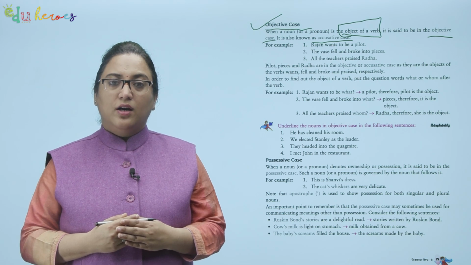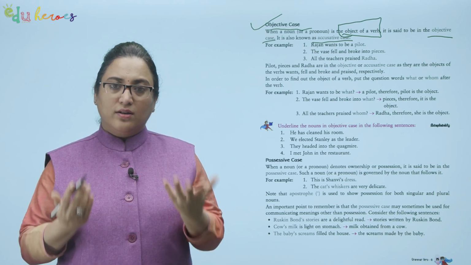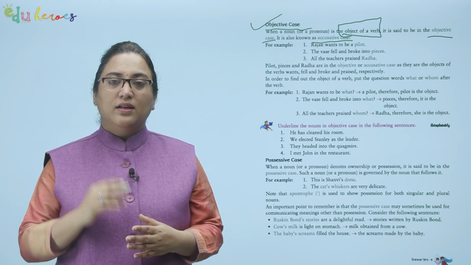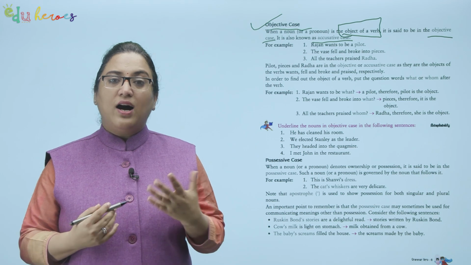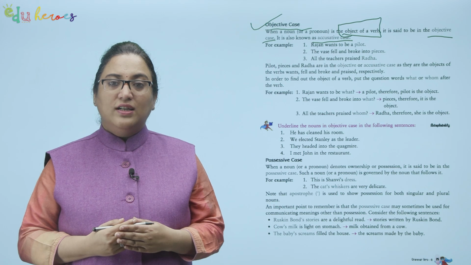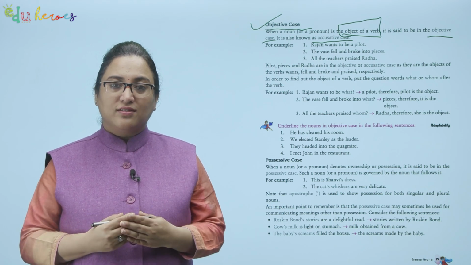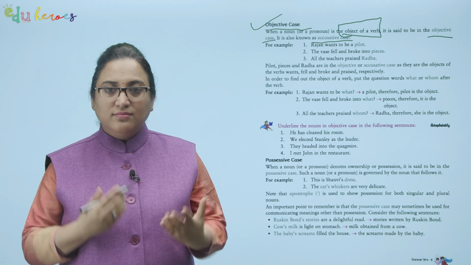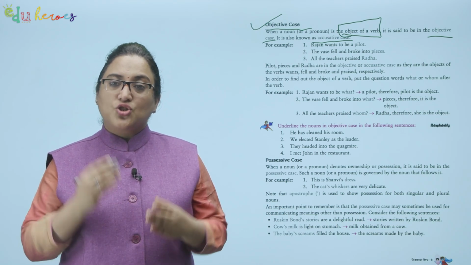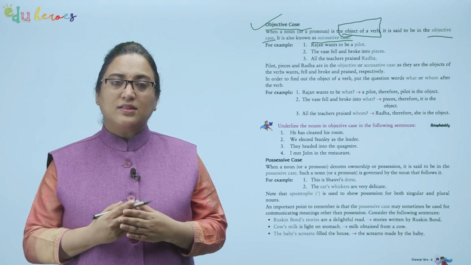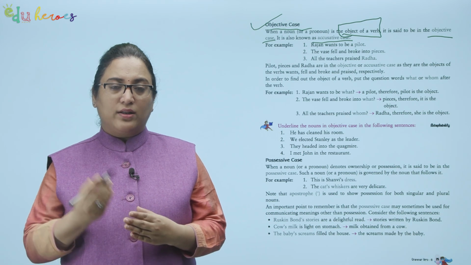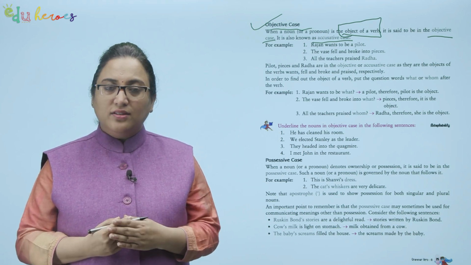For example, Rajan wants to be what? Ask yourself. A pilot. Therefore, pilot is the object. The vase fell and broke into what? Pieces. Therefore, it is the object. All the teachers praised whom? What is the answer you're getting? Yes, Radha. Therefore, she is the object. So you must ask these questions. Just try to attempt one given exercise here to check your understanding.